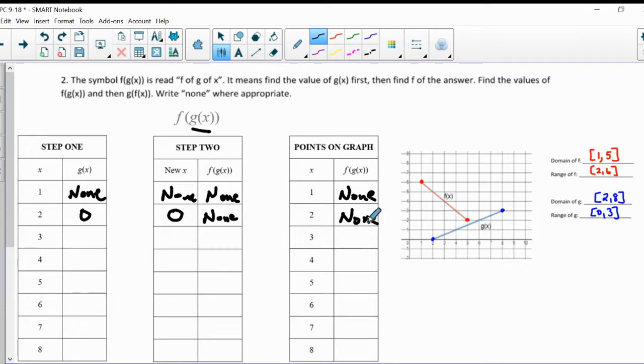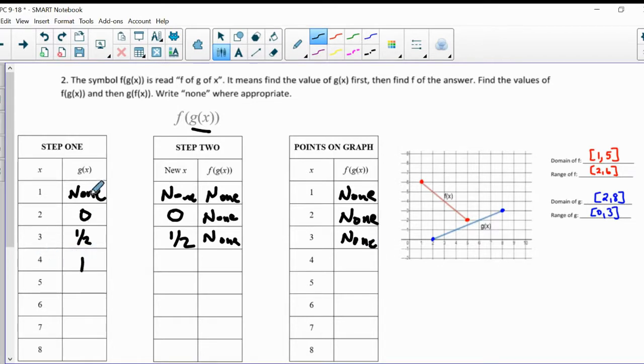At x equals 3, g of x is 1/2. That will now be the new x value that I plug in, and once again, I can't plug it in because there is no such value on f. Because there's no value on f for 1/2, that means that I don't have any point on the graph.